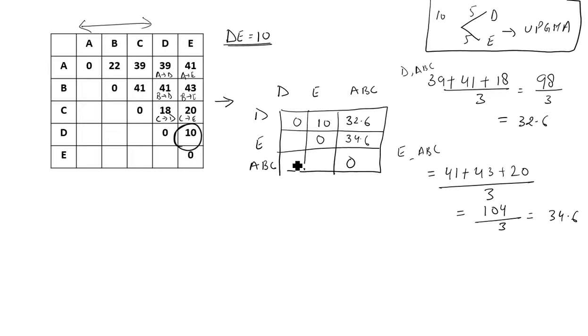So this is the new matrix we have made, which we were not making in the UPGMA method. We are directly solving, but here we are constructing this matrix. From this matrix, we will calculate the branch length. So let's see how we will do that. The closest nodes we have identified are D and E, and this is A, B, and C. So now we will calculate the branch length of D, the branch length of E, and the branch length of ABC.